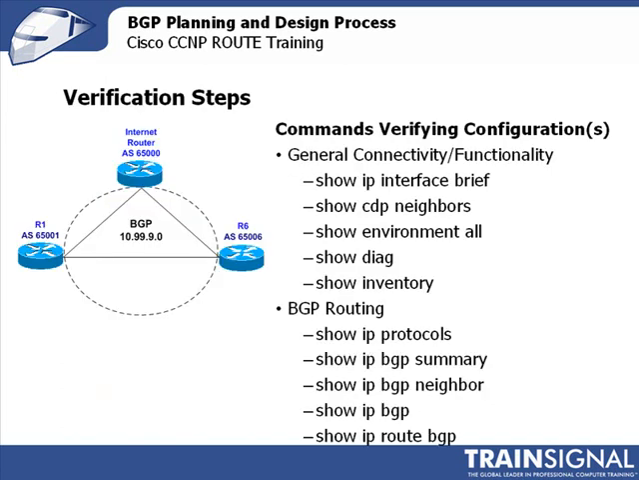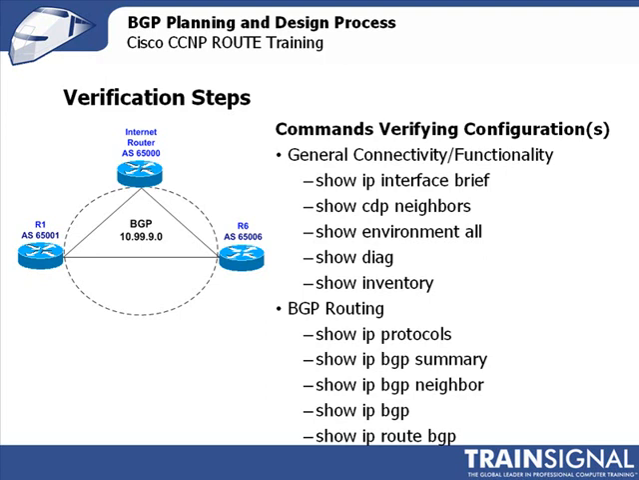There are a number of commands that you can use for verifying that your configuration is working correctly. First, just general connectivity: show IP interface brief. It'll show you your IP addresses and what's connected and the state that it's in. Show CDP neighbors, helpful for Cisco devices. There's also another protocol called LLDP. That's something else that you may look into.